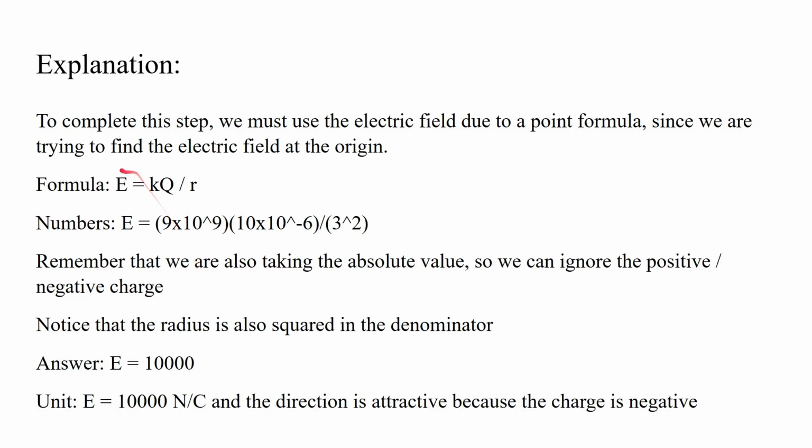So to complete the step, we must use the electric field due to a point formula, since we are trying to find the electric field at the origin. So we plug in our numbers, take the charge and the radius, and remember that we are also taking the absolute value, so we can ignore the positive and negative charge. This should have been negative, but again, we're taking the absolute value, so we can ignore that. Notice that the radius is also squared in the denominator, and you should get 1,000 newtons per coulomb. That is the unit, and the direction is attractive because the charge is negative.